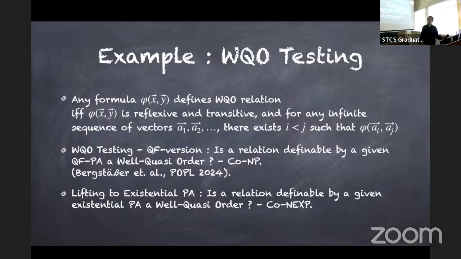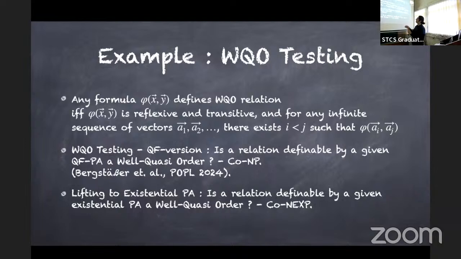So the input consists of phi. And your question is, is this phi defining a WQ relationship? That's what we need to decide. And then you're saying that this can be written using only existential quantifiers.